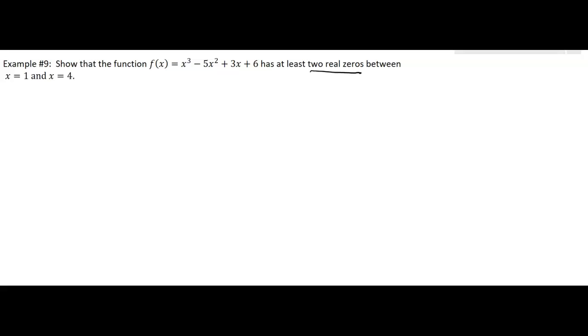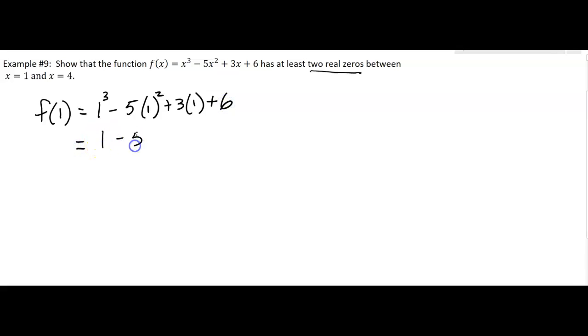So let's go ahead and find f of 1. So we're going to evaluate the function at 1. And we're going to kind of make a chart here. Okay, so what do we get? 1 minus 5 plus 3 plus 6. I think we get 5. All right, so that's one of our points, one of our ordered pairs, (1, 5). All right, let's find f of 2.